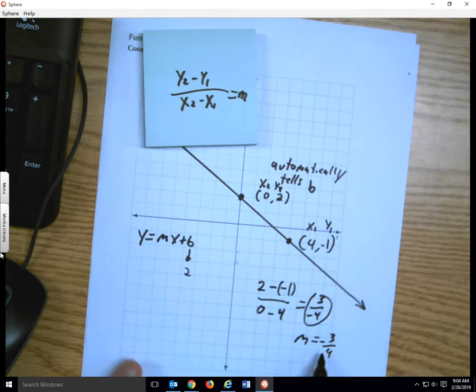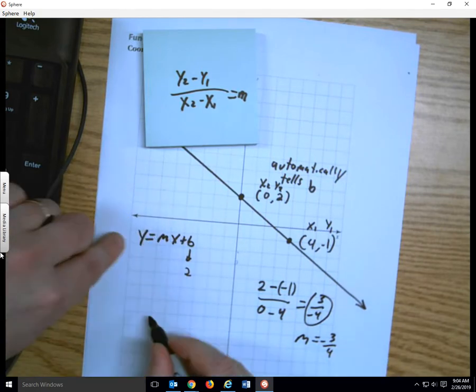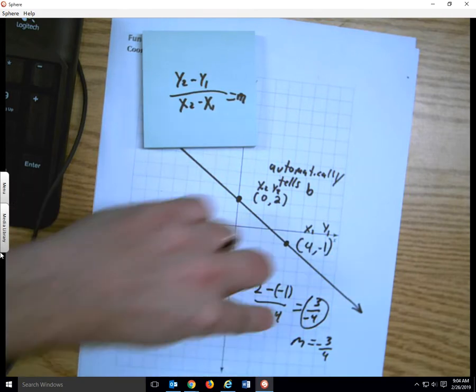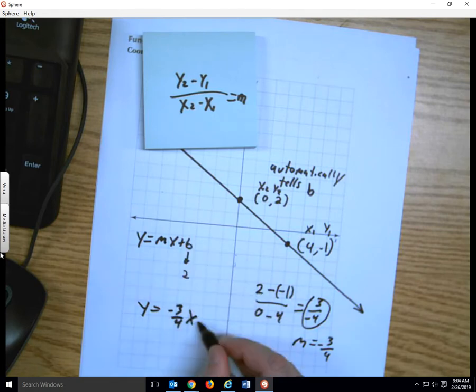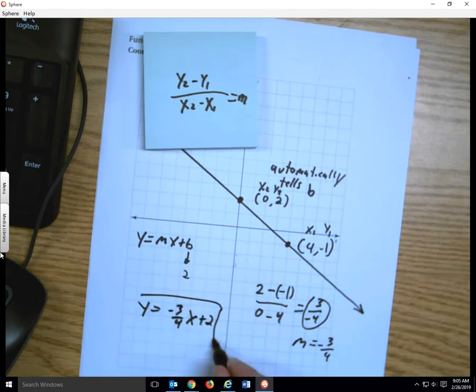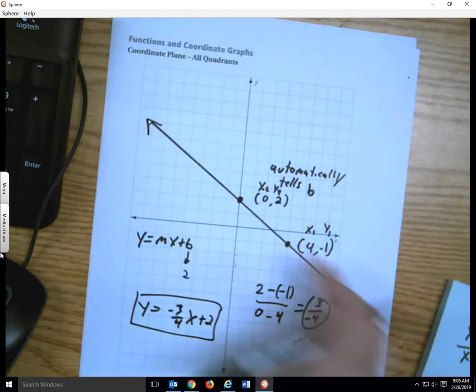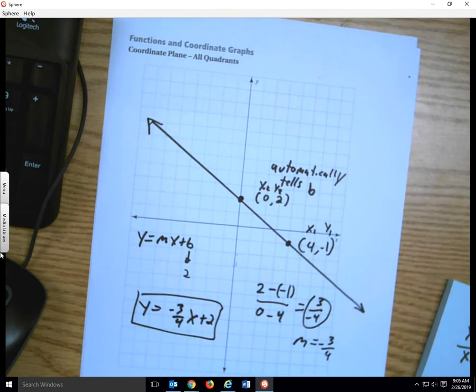Now we just have to write it. We know the b, we know the m, so we just write it. Y equals negative 3 over 4 x. The b is a 2, so plus 2. This is the equation of this line. And we could check it if we wanted to.